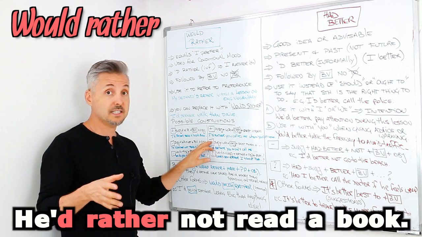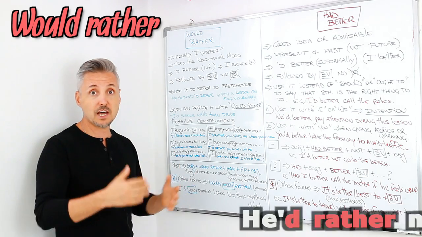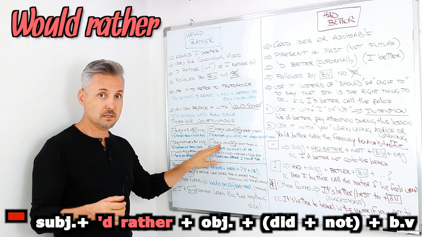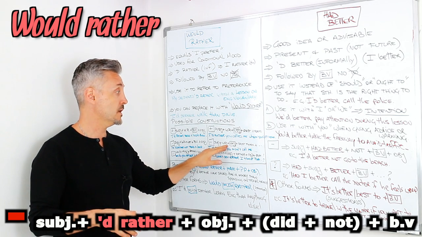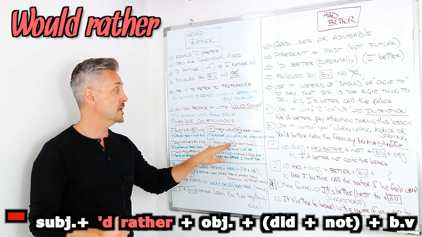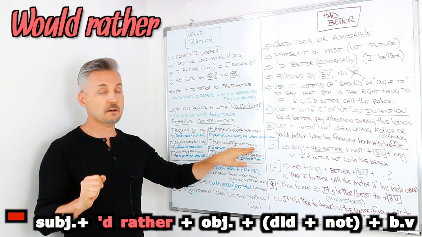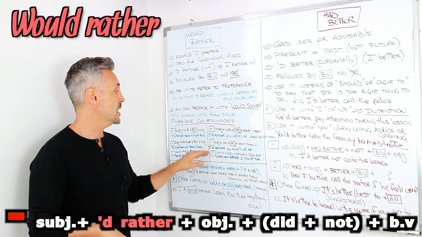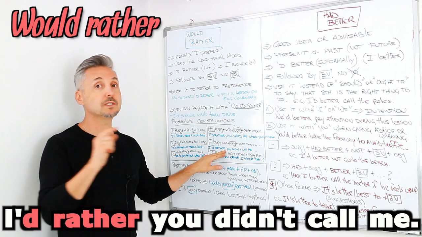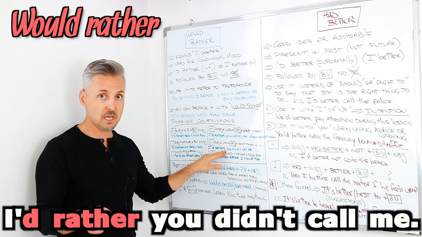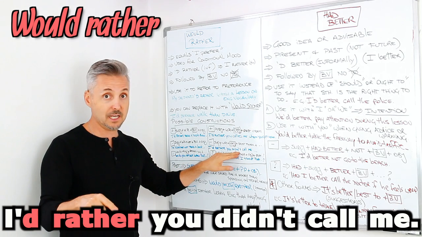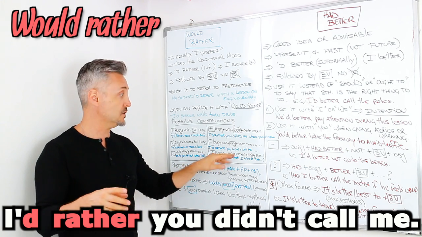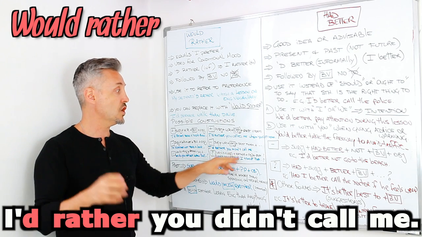Now, the negative would be for another type of construction: subject plus would rather plus object in this case, plus the past verb form, and then the rest. I'd rather you didn't call me. I'd rather you didn't, which is the past tense we said, so we need did not, call me.